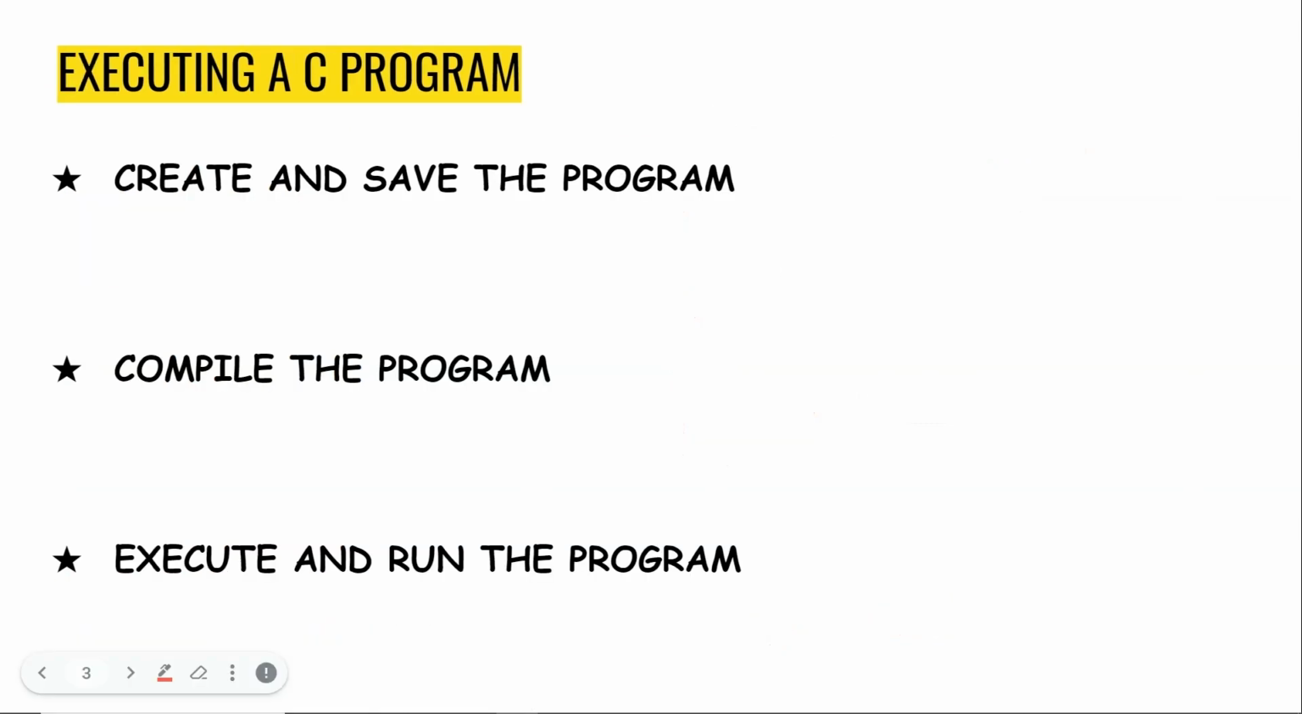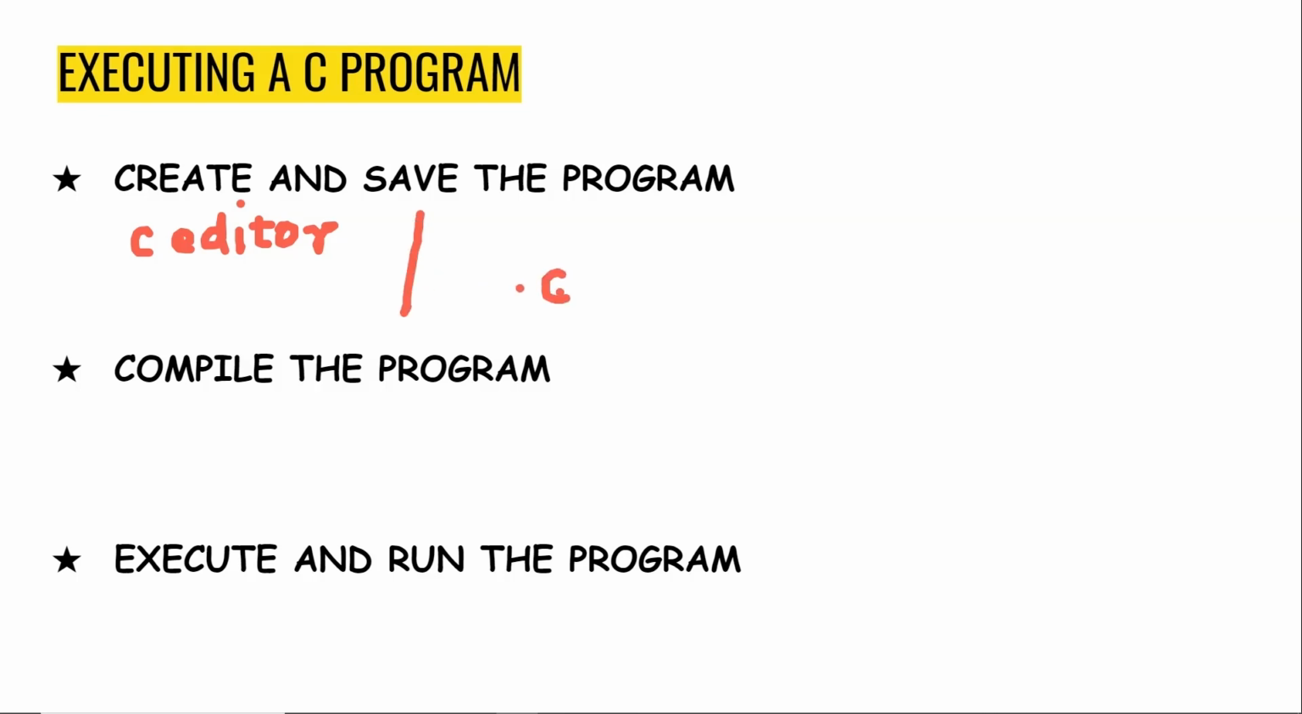Important steps that have to be followed while executing a C program. First, we have to create and save the program. Second step is compiling the program. The third step is executing or running the program. So what do you mean by creating and saving the program? We need to enter and edit the program in a C editor. Save the program with the .c extension. C programs have to be saved with the .c extension. So this is the first step.